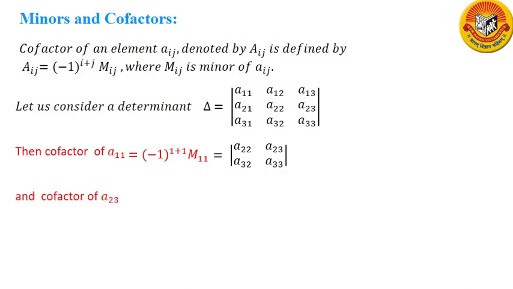Now the cofactor of A23. See, A23 is where? Here. So this is the second row and third column. So I will say minus 1 power 2 plus 3 into M23. Now minus 1 power 2 plus 3 is minus 1 power 5, so I will get a minus sign into M23. I will delete this second row and third column, so I get A11, A12, A31 and A32. So this is my cofactor of A23.